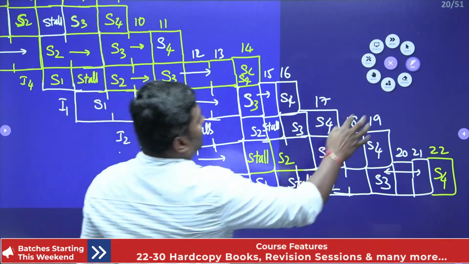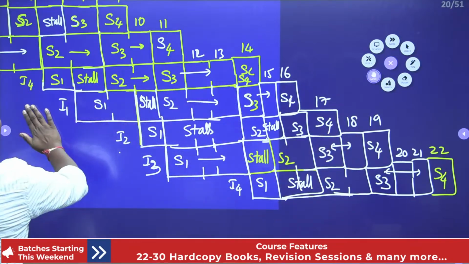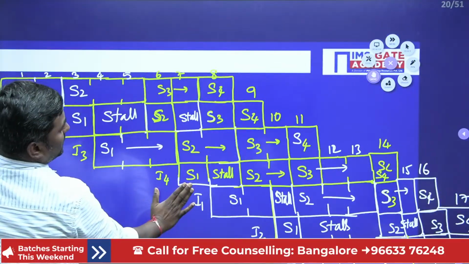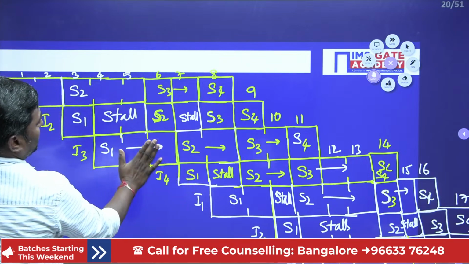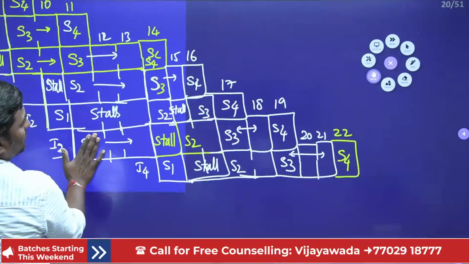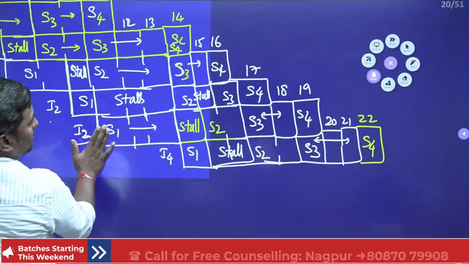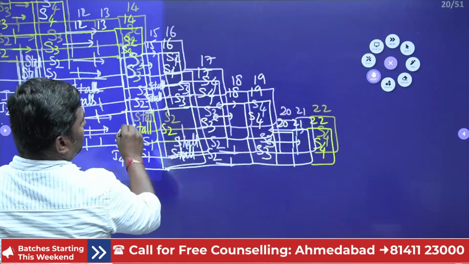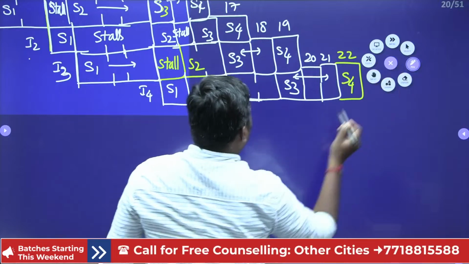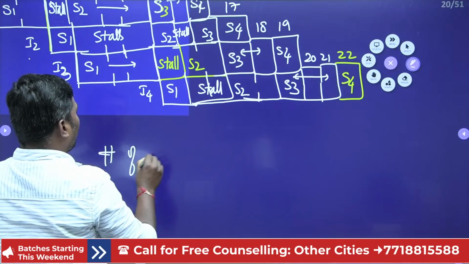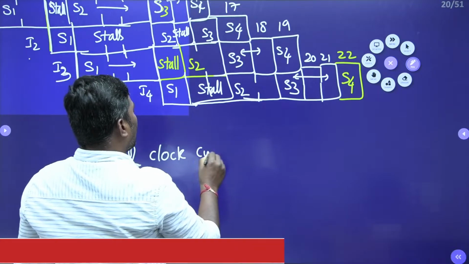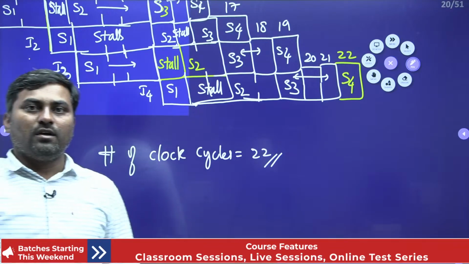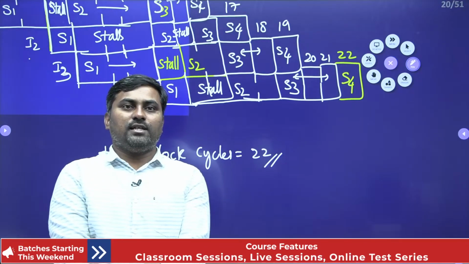Yeah. So now observe this one. From where you started here until this point, please copy properly. So now the number of clock cycles required in this case is 22. 22 are required with the pipeline. I hope this is correct.